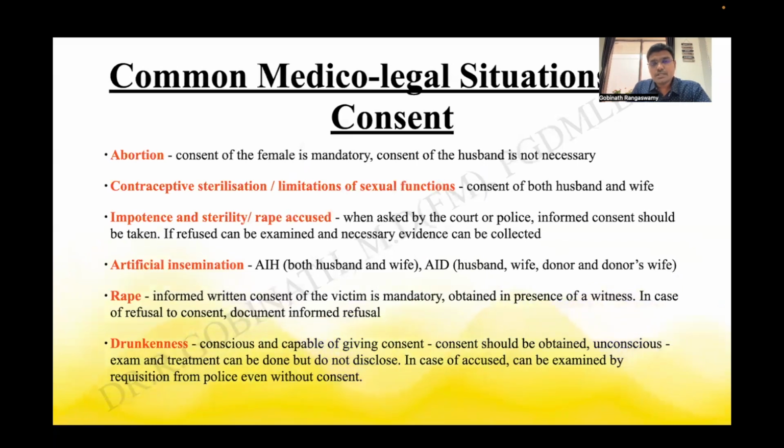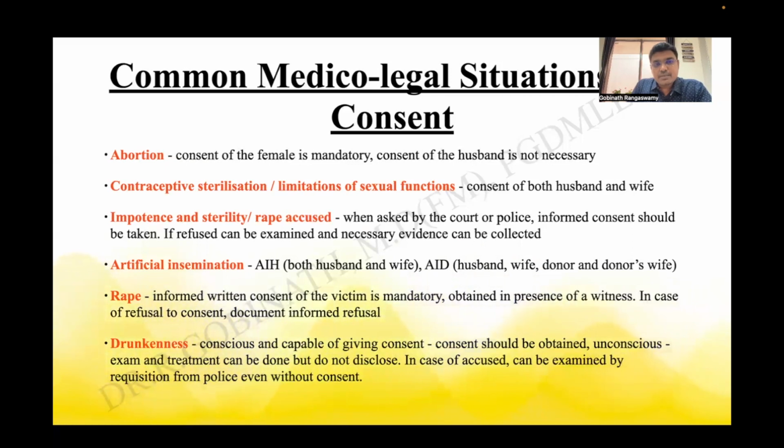Common medico-legal situations and consent. In case of abortion, if you are going to do an MTP, then the consent of the female is mandatory, whereas the consent of the husband is not necessary. In case of contraceptive sterilizations or procedures involving limitations of sexual functions, consent of both husband and wife is needed. In case of impotence and sterility, or a rape accused, when asked by the court or the police, the procedure can be performed after obtaining consent from the particular person. If the person refuses, then necessary force can be applied and evidence can be collected.